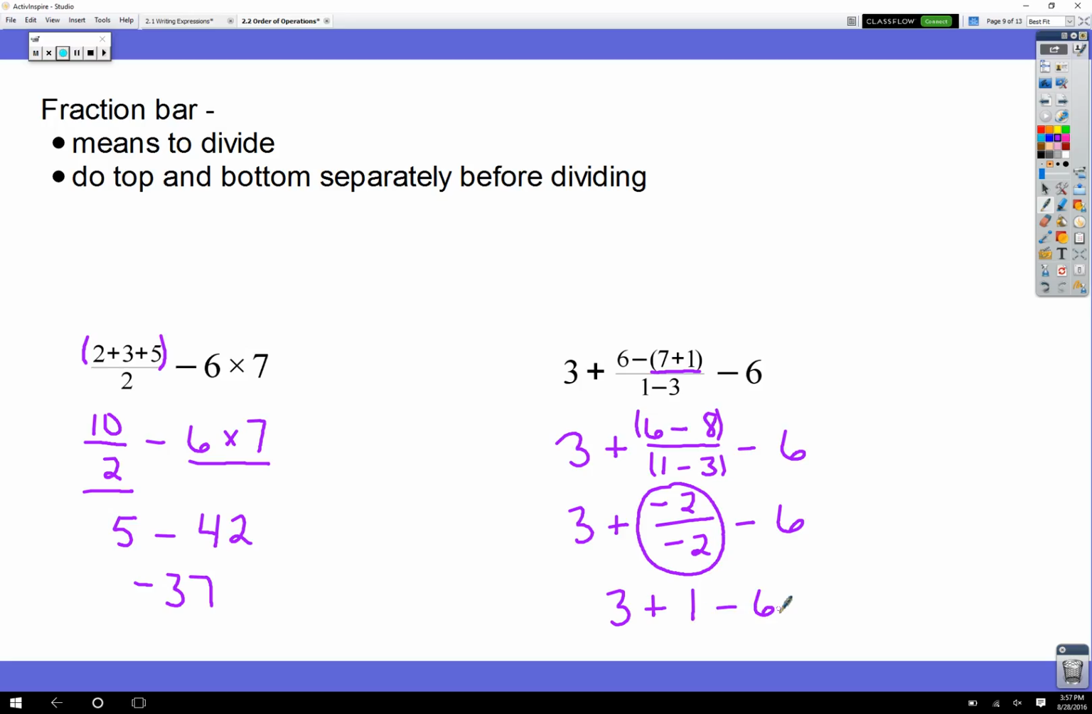Now I'm just left with addition and subtraction. So I'm going to go from left to right. 3 plus 1 is 4. 4 minus 6 is negative 2.